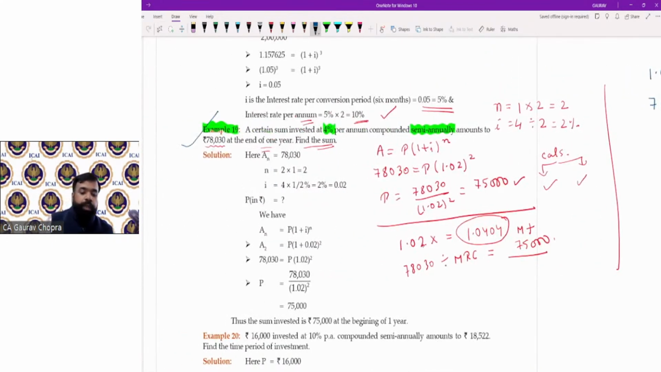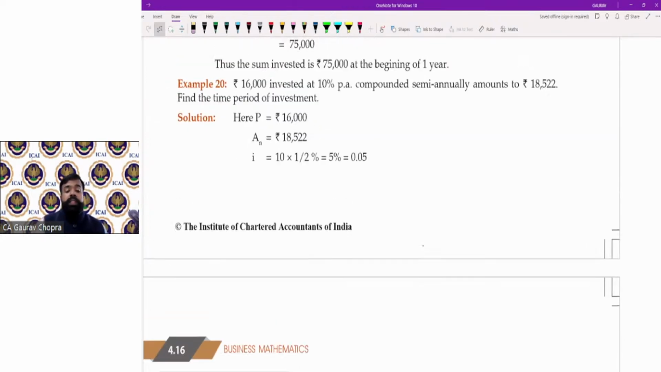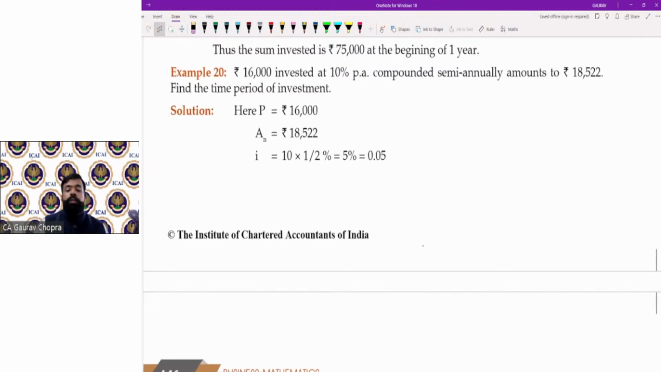So this was example number 19. Let's do 20 also. Rupees 16,000 invested at 10% per annum. So 16,000 is the principal because we have invested this money at the rate of 10% per annum. So it is the rate of interest. Compounding is done semi-annually and it amounts to 18,522. So this is the amount. Principal is given, amount is given. Semi-annual is there, so for i, we have to halve the rate. So 10 upon 2, we get 5%. All right. Now apply in the formula.